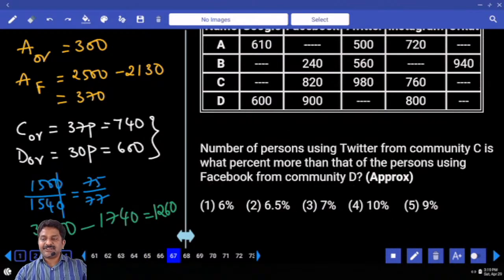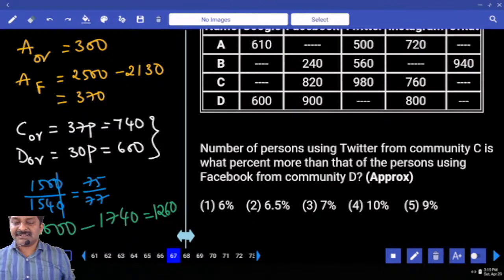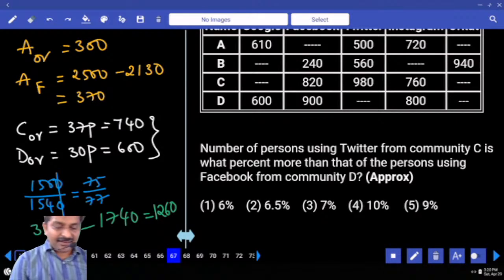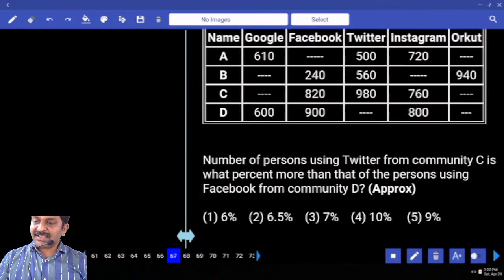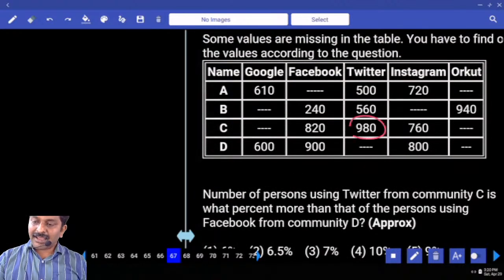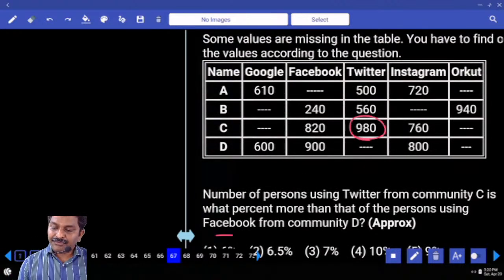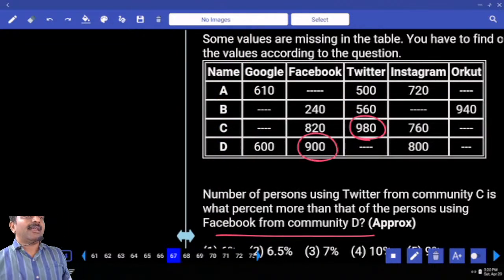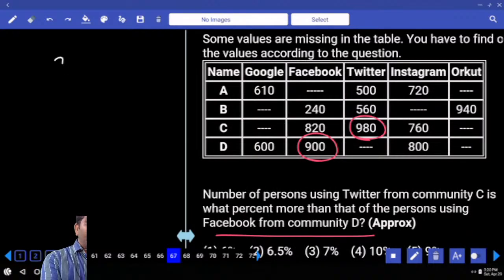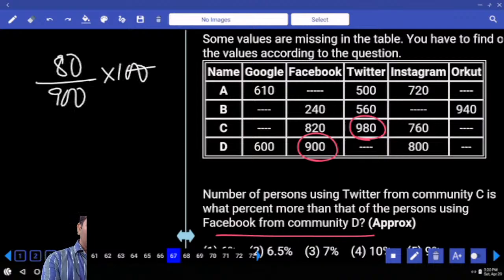Number of persons using Twitter from community C is what percent more than that of the persons using Facebook from community D. Twitter C value 980, Facebook D value 900. 980 is how much more than 900? 80 more upon 900, that is 80 by 9 approximately.